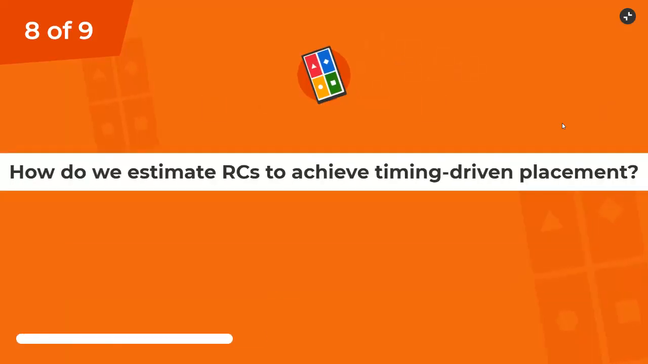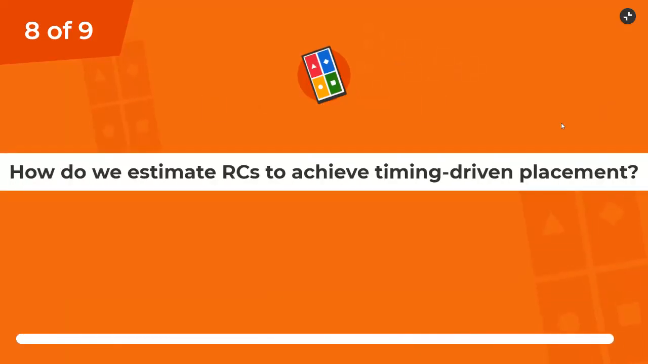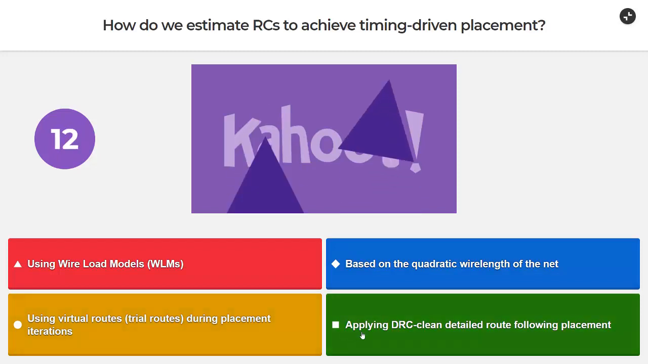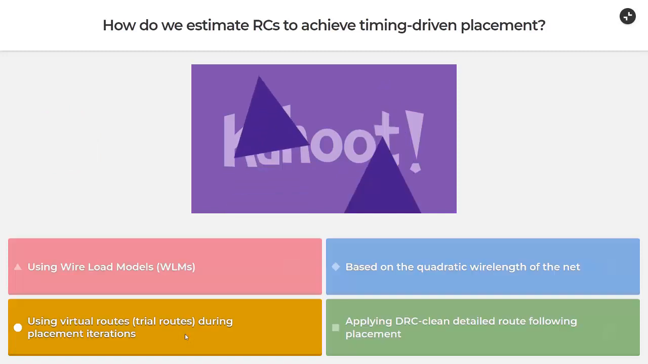Question 8. How do we estimate RCs to achieve timing-driven placement? By using wire load models, based on the quadratic wire length of the net, using virtual routes or trial routes during placement iteration, applying DRC clean detailed route following placement. So the thing is that we're going to use virtual routes, or also known as trial routes, during placement iterations.